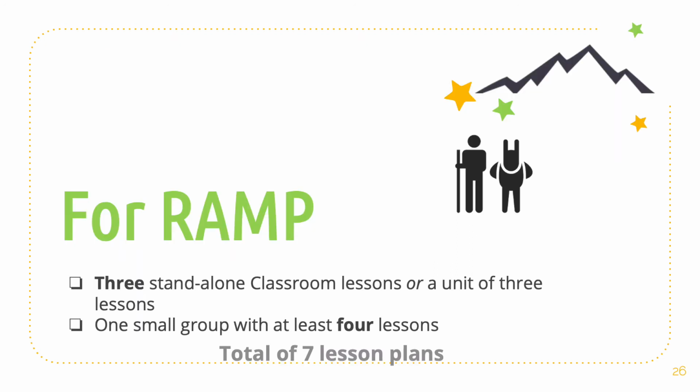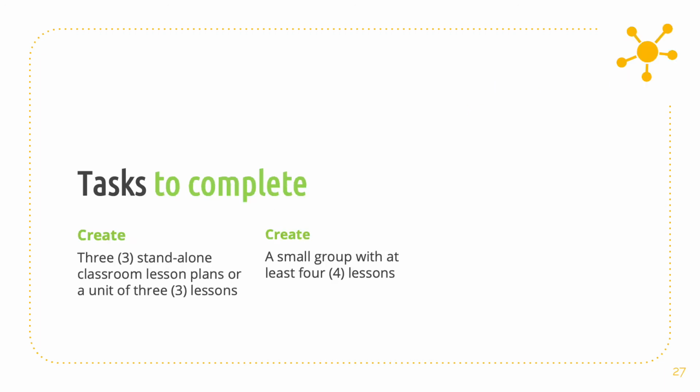Just as a reminder, you will need only 3 classroom lessons, either 3 standalone lessons or 3 lessons from 1 unit, and 1 small group with at least 4 lessons if you plan to apply for RAMP. This is a total of 7 lesson plans for a RAMP application. Again, we recommend that you select 3 classroom lessons and a small group that are tied to your 2 student outcome goals you identified back in Module 2. So, for now, your tasks to complete are create 3 classroom lessons and 1 small group with at least 4 lessons.